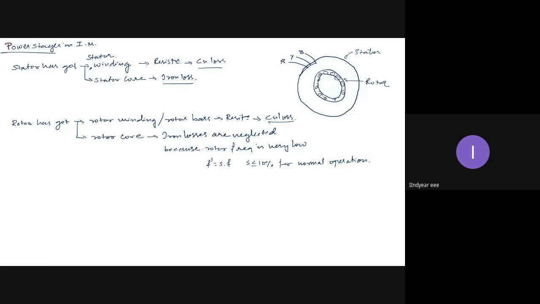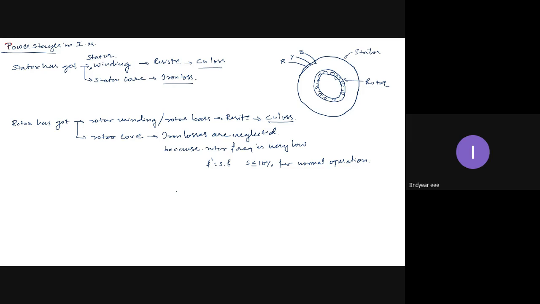So from the input to the output, there are various stages of power with respect to losses. First, stator copper loss and stator iron loss. Then the remaining power is given to the rotor. Then there will be rotor copper loss. After rotor copper loss, gross mechanical power is developed in the rotor. And after that, the frictional and windage losses are satisfied. Then the power output is supplied to the load.